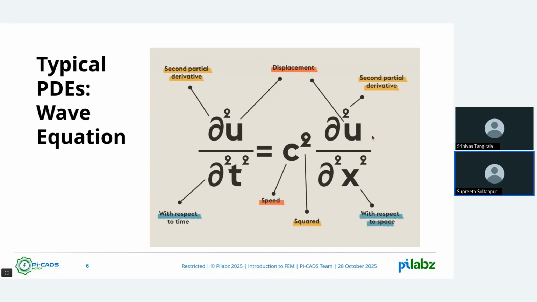So this is just a one-dimensional string. You can imagine a plate, or you may have seen a trampoline, which is a rubber sheet hooked at all its ends, and you can jump on it. That becomes a two-dimensional problem where the position of the rubber sheet is dependent on both x and y as well as time.